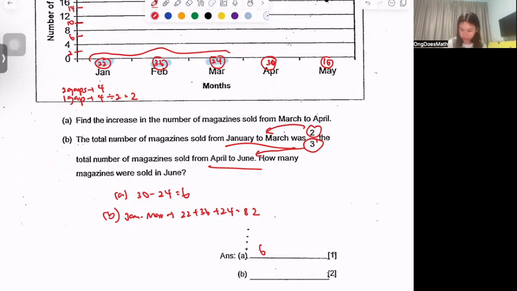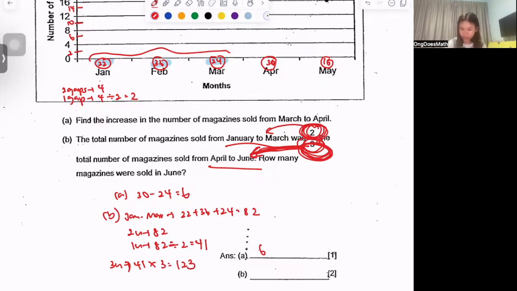Now April to June. We don't have June information, we're supposed to find June information. But we're also given that January to March is 2 units. So 2 units is 82. 1 unit will just be 82 divided by 2, which is 41. And we are given that from April to June is 3 units. So 3 units will just be 41 times 3. So it will give you 123.